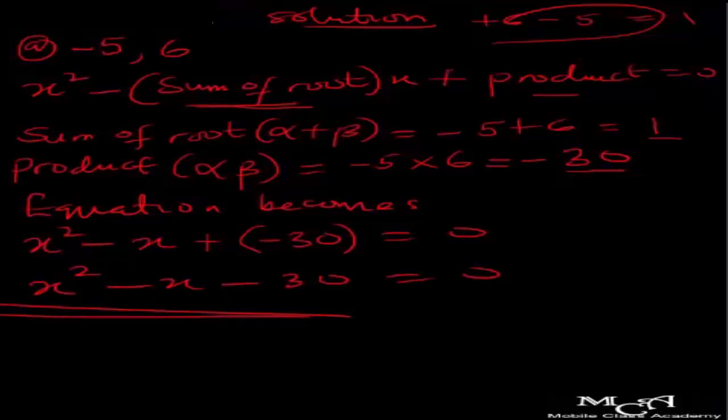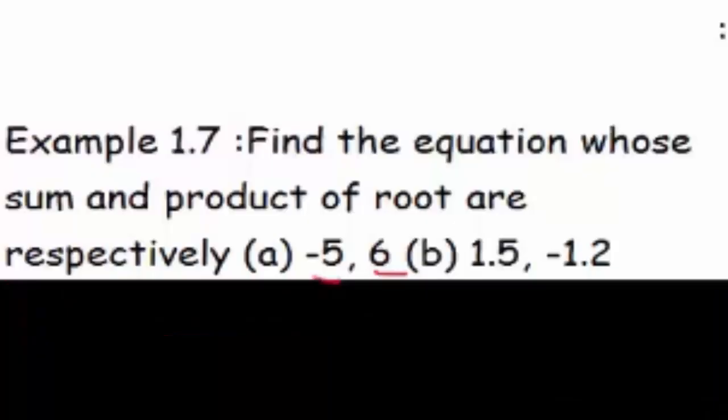Okay, so this is how we can actually get the equation we are talking about for that example 1.7. So you can see how I did it. It's so easy, so clear, very easy to understand. So this is how to actually evaluate that question. So we are going to look at the second question, which is the B part. All right, so let us look at the second example, which is the roots given to us are 1.5 and -1.2. So let us see how we can actually solve that question.